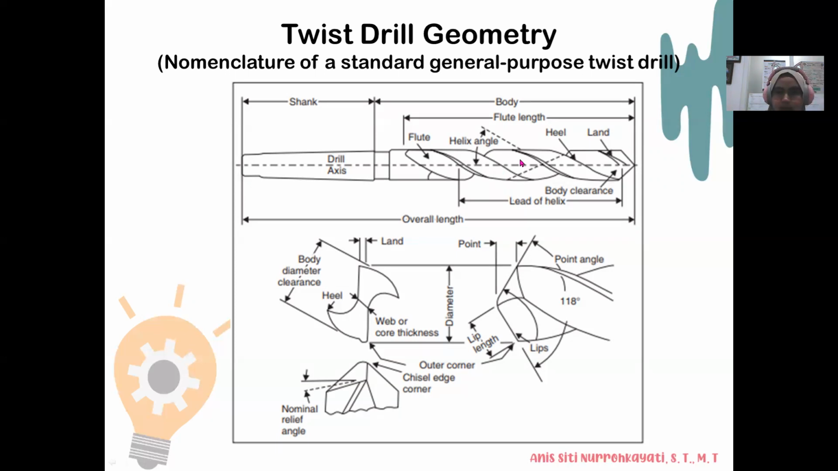Then this is the heel, length, helix angle, flute, body clearance, width of helix. This is the body diameter clearance. This is the lip length. These are the lips.